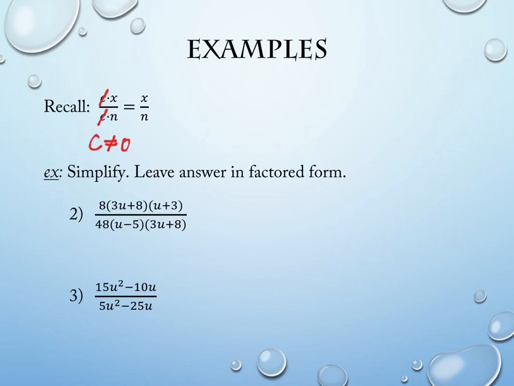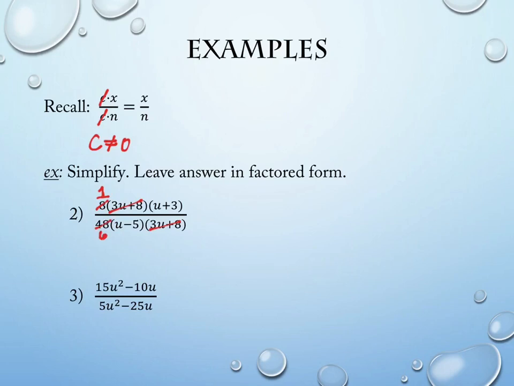Now the first one is already in factored form for you. What do you notice matches in terms of the factors in the numerator and the factors in the denominator? The 3u plus 8 identically match, so they cancel out. It's a factor because it's in parentheses being multiplied by the other pieces. Is there anything else that divides or simplifies from here? Yeah, the 8 and the 48. Okay, those are just numbers. What do they both divide by? 8, yeah. So 8 divided by 8 is, of course, 1. What is 48 divided by 8?